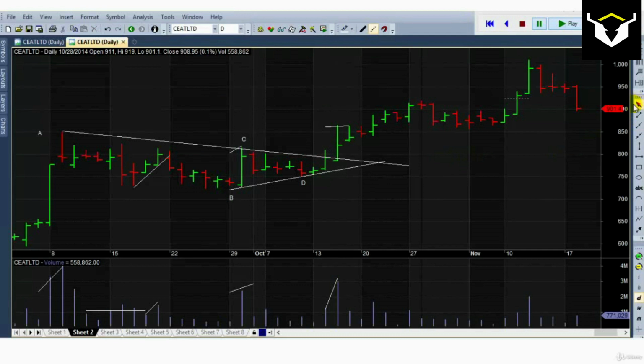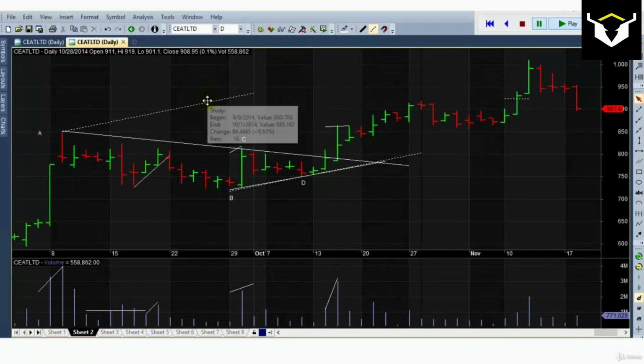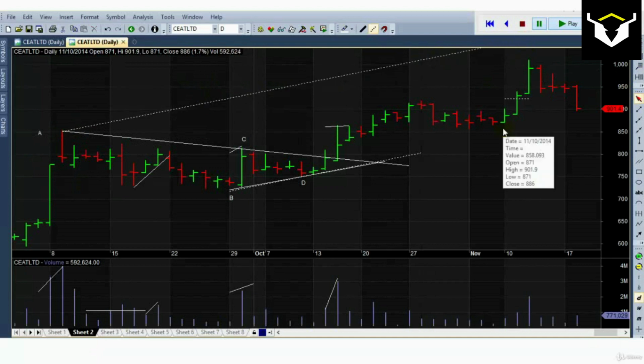The other way to project a price target is to make use of parallel lines. So I'll take parallel lines and draw a line parallel to the lower base of the triangle. Now project that line from the topmost point of the triangle. Point A is the topmost point of the triangle. So I'll project that line from point A and then extend it. This is the other method of projecting price targets for the triangle.